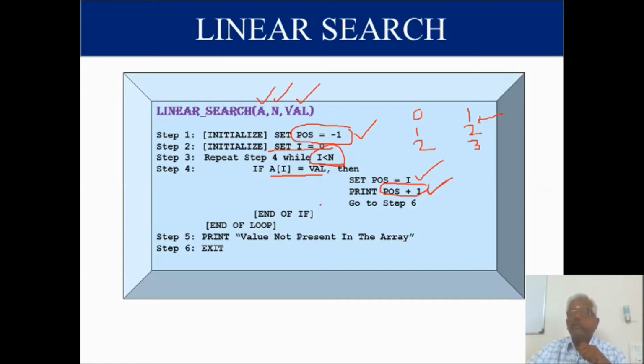So we are going to do this process until this condition. In case if the value is found in the list, I can go to the step 6. I can exit, which is nothing but in a C program it is break statement. Once after I come out of this loop, if I reach the step 5, definitely the value is not present in the array. Because if the element is found in the array, definitely I move to the step 6. So this is a linear search algorithm.